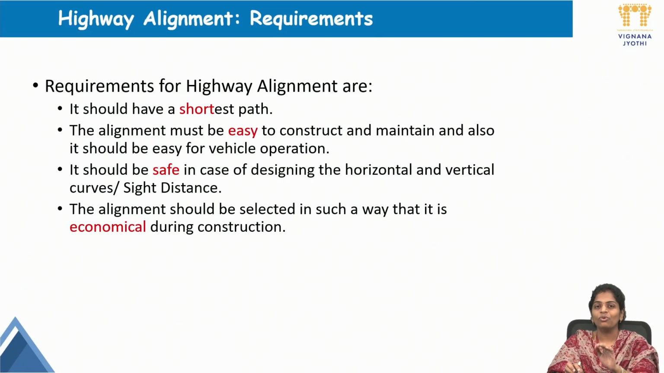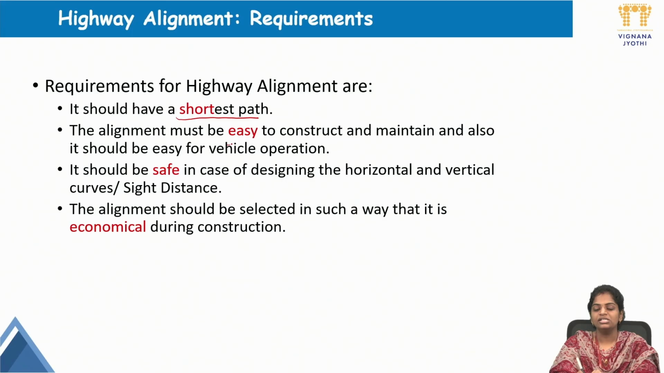Next, what are the requirements of a highway alignment? As I have told, improper alignment will cause so many problems, like we have discussed in the first slide. Then what are the requirements of proper highway alignment? It should have shortest path. The words highlighted in red can be seen. It should have shortest path.